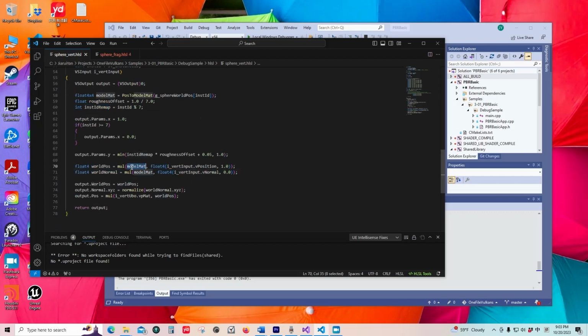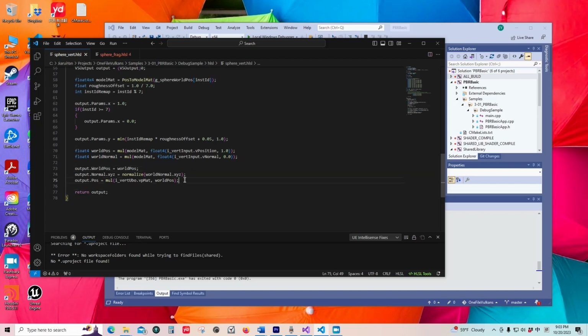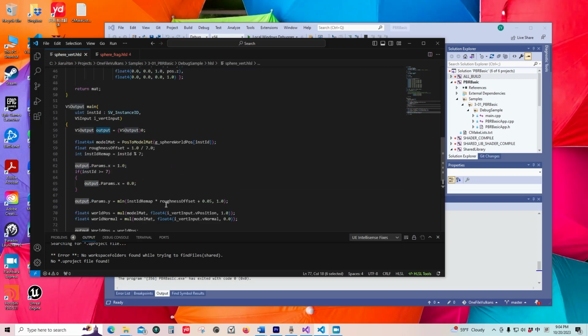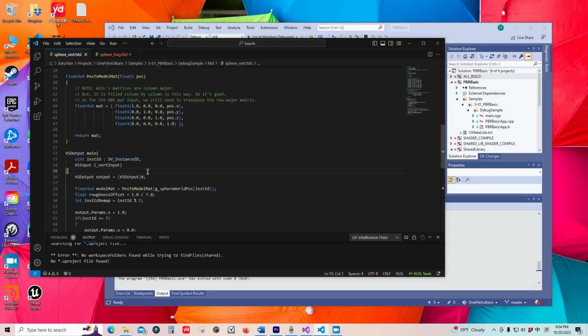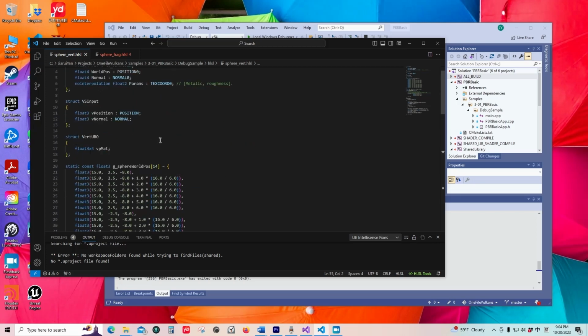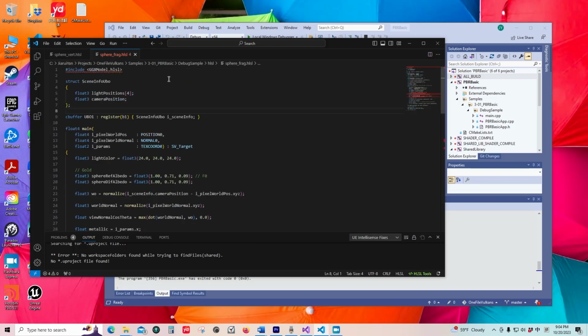We multiply the model matrix with the position and get the world position. We multiply the normal and get the world normal. Yes, we feed them into the output, and the output just outputs. Okay, so let's take a look at the fragment shader.